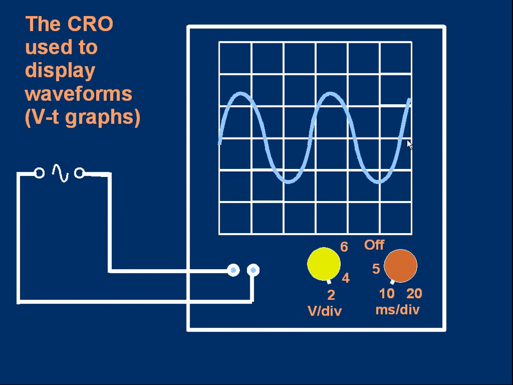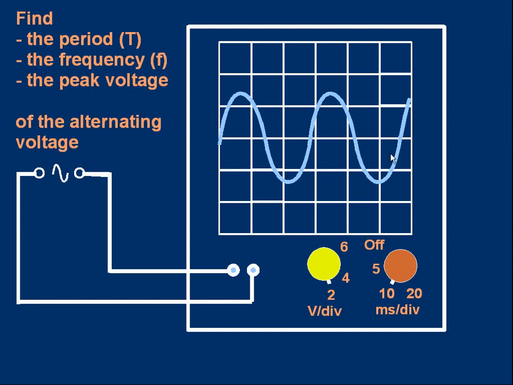Now, look at the settings we're using and see if you can answer these questions. What is the period? That means the time for one full cycle. What is the frequency of the vibrations? How many cycles or vibrations are there per second? What is the peak voltage? What is the maximum voltage of this alternating supply?